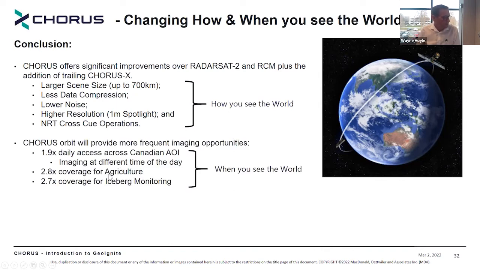And from a coverage perspective, because of the orbit, we are going to be seeing the area that we're interested in here in Canada and other parts of the world much more frequently than you would with a traditional sun-synchronous or polar orbiting satellite, giving you better coverage in the Canadian AOI, or specifically for the agriculture and iceberg examples that I showed.